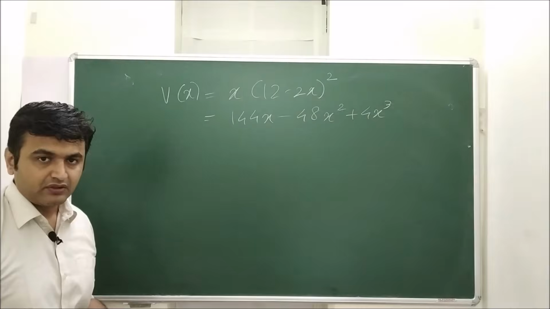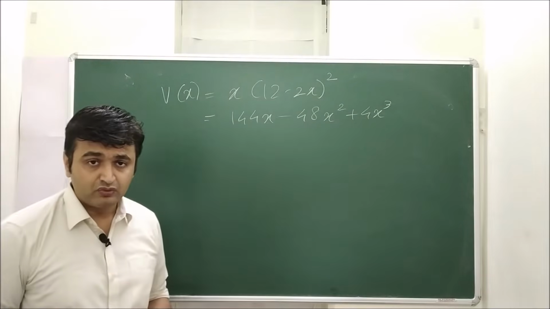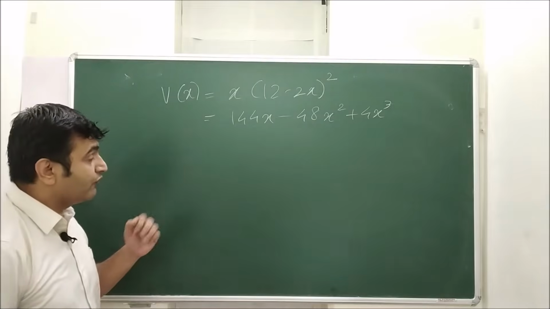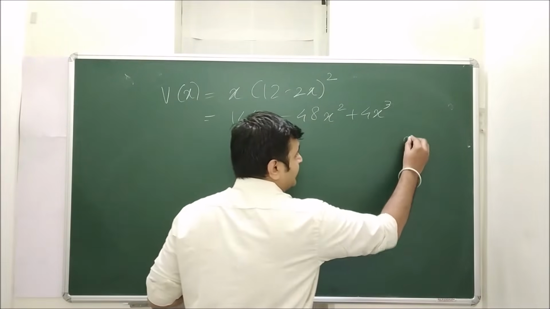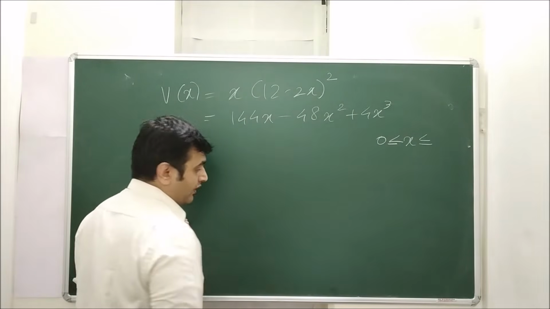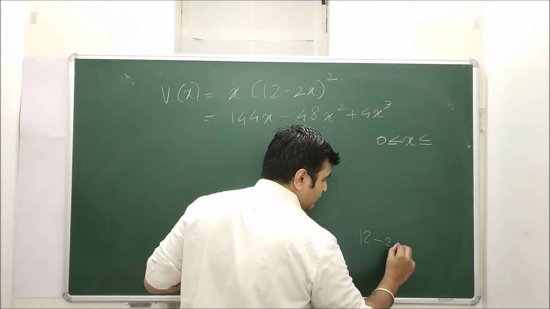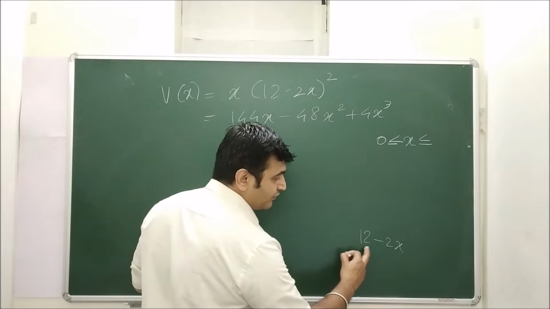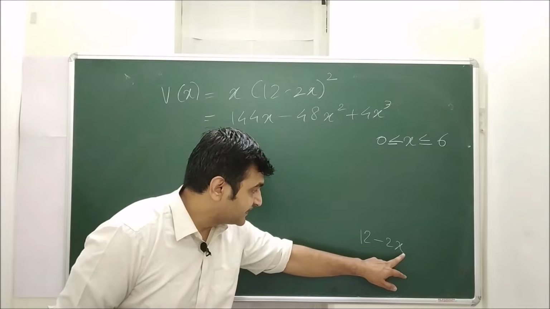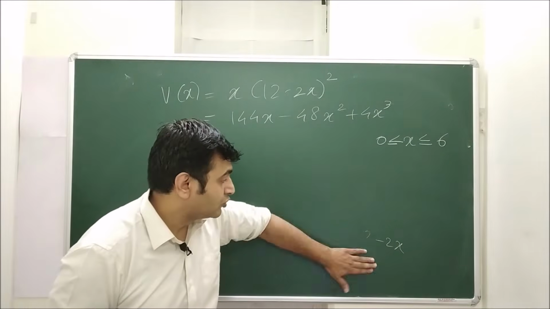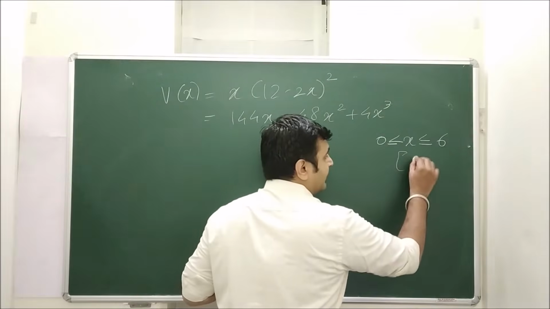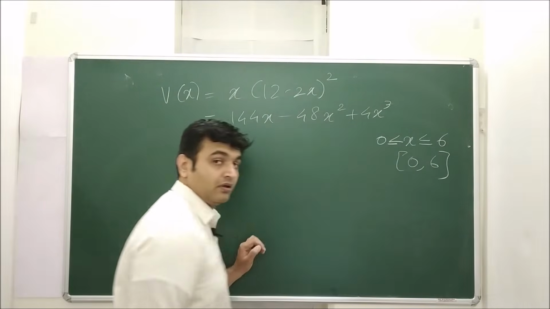Now you have a function, you want to find the maximum and the minimum value. So what you do, you take the derivative, you equate it to 0. Now before that, what can the value of x be? Either I will not cut, so x will be 0, and I have 12 minus 2x. So the maximum value x can take is 6, because 2 into 6 is 12, and 12 minus 12 is 0. So my x is in the interval [0, 6], and this is my closed and bounded interval.